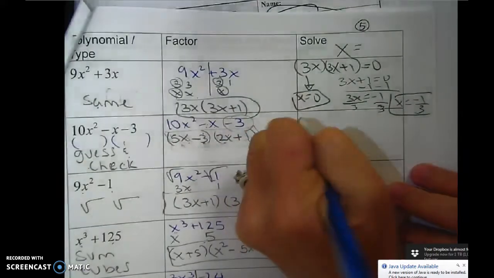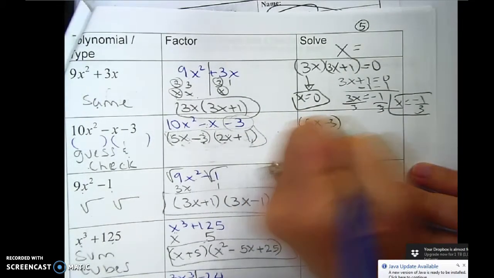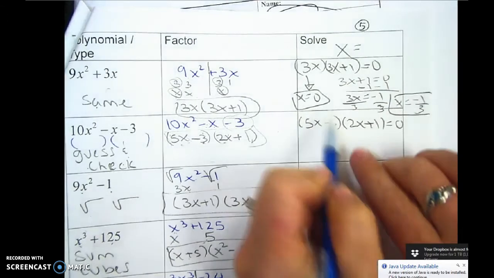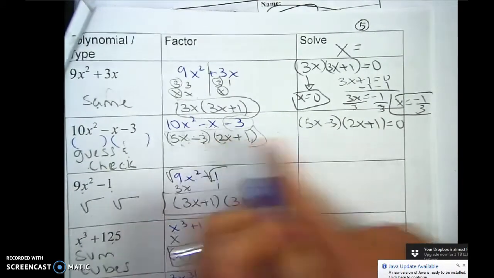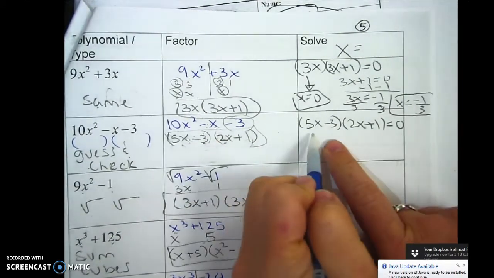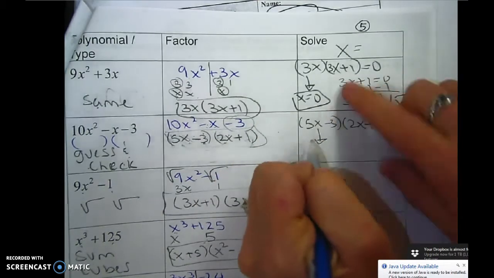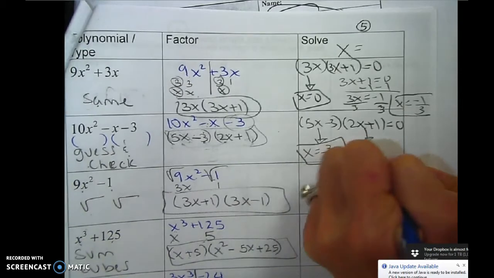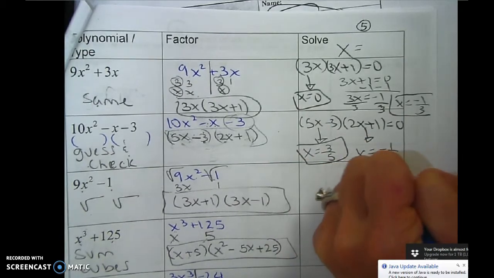Now I take this one, and I do the same thing. Set it equal to 0. That's solve. Notice the difference between factor and solve. So if I set this equal to 0, just like I did up here, I get x equals 3/5. And if I set this one equal to 0, I get x equals -1/2.